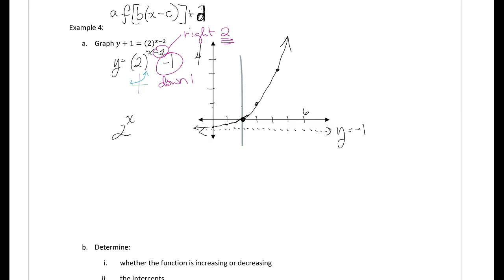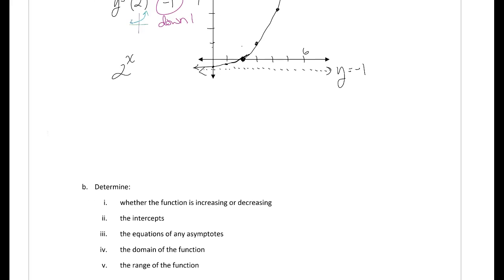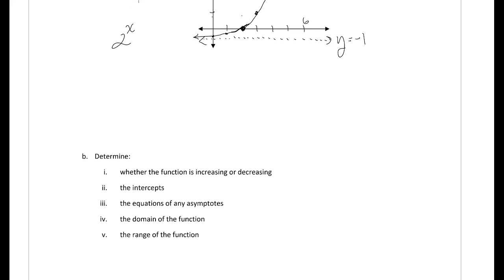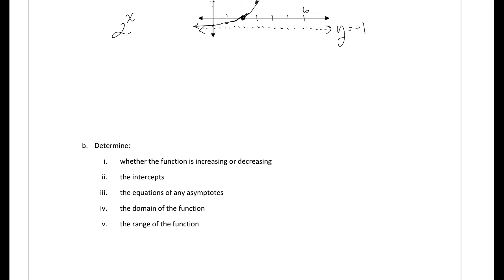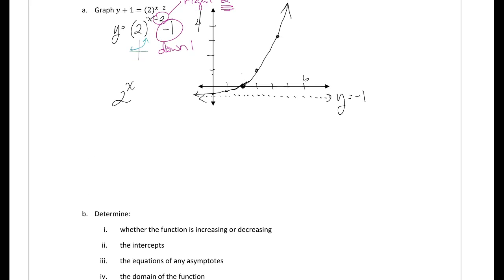And there we go. So that would be my graph. And again, get rid of that imaginary y-axis, if you're using that as a strategy. Whether the function is increasing or decreasing, as it should be with a base that's greater than 1, it is increasing. The x-intercepts and y-intercepts, now we have both because of that vertical shift.